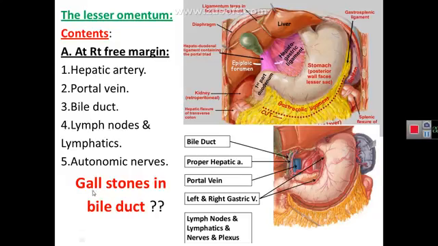Look at this question: gallstones in the gallbladder, in the bile duct. Sometimes you have gallstones in the gallbladder, and these may be small stones that enter the bile duct, so you need an operation to clear the bile duct of stones. You only have to open the margin of the lesser omentum from the right side, and when you open it, you will directly see the bile duct and get the stone out of it.